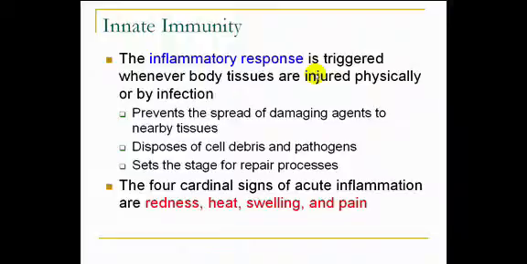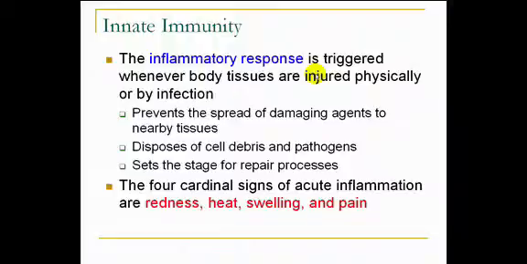The purpose of the inflammatory response is to prevent the spread of the agent to nearby tissues. Then you also need to dispose of any cellular debris, like cells that have been damaged by the agent, and destroy the pathogen that may be causing the damage. Then inflammation also puts into action the stages for repairing that tissue. So it needs to prevent the spread of the damaging agent, destroy the agent and any cells that have been damaged, and then help the tissue start to repair itself.